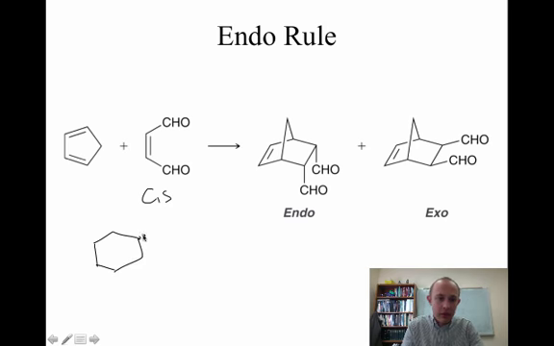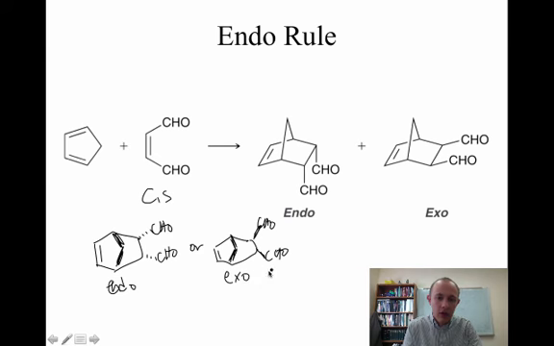We could have the things cis to each other, and the bridgehead could be up. So we could have CHO down, and this CH2 could be sticking out of the page, or we can have this group up, and we could have the aldehyde up. This product is called the Endo product, and this is called the Exo product.